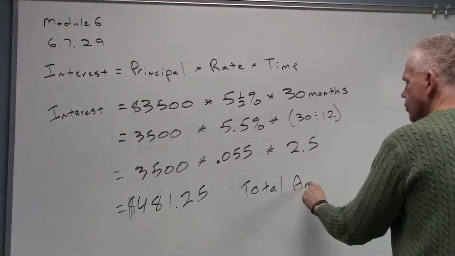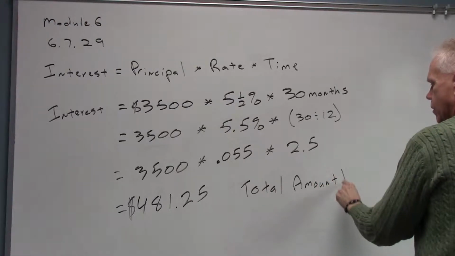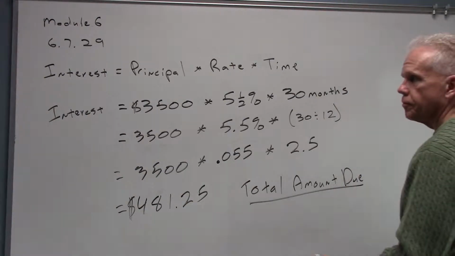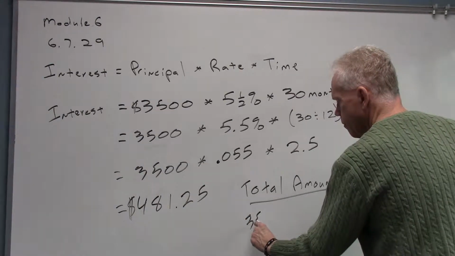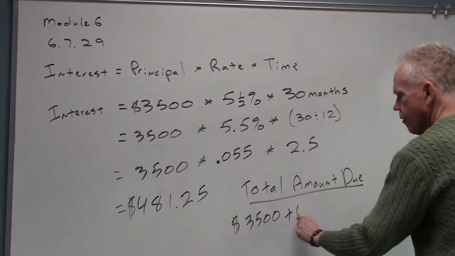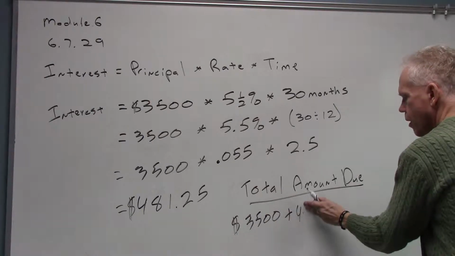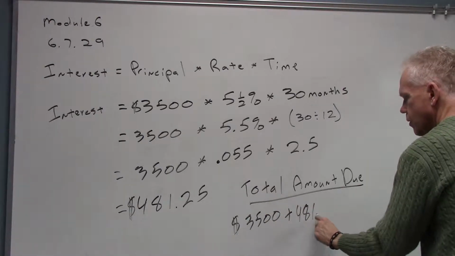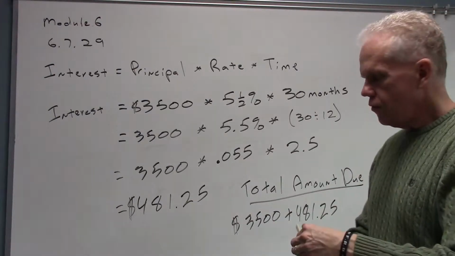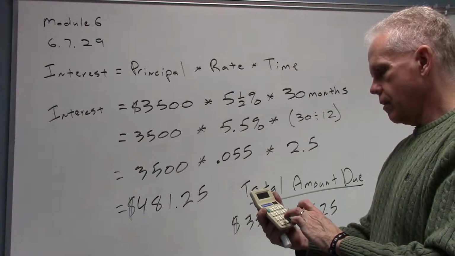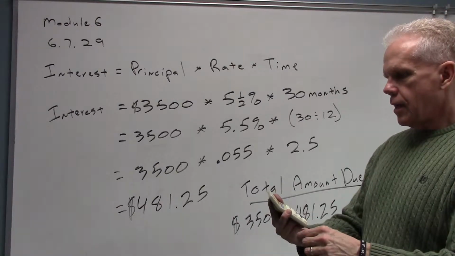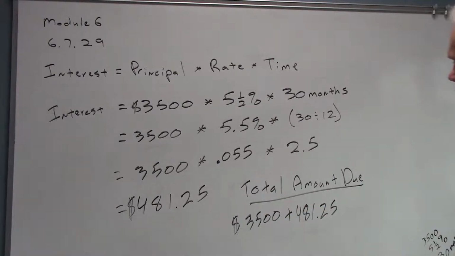So, my total repayment, or total amount due at the end of the loan: the interest is that much. The total amount due will be my $3,500 plus the interest. You got to pay back what you borrowed plus interest, 481.25. So let's use our antique calculator here again. 3,981.25.